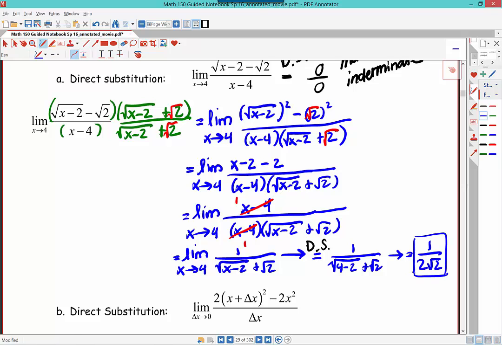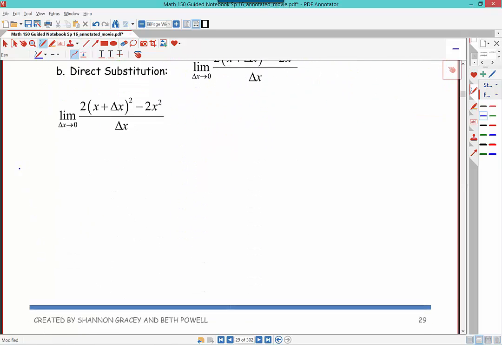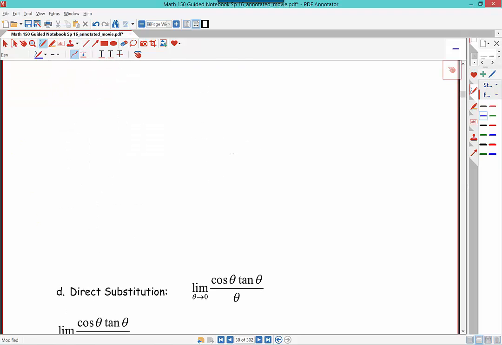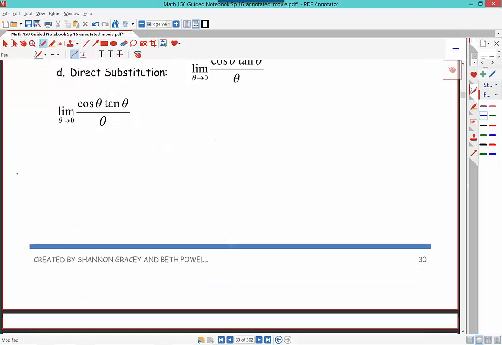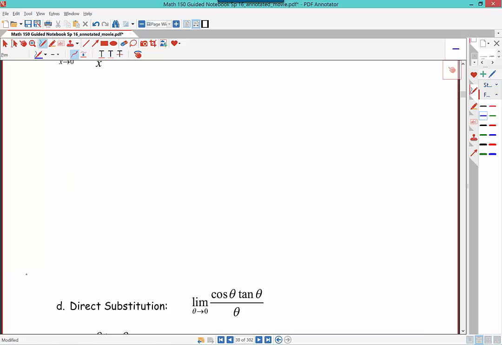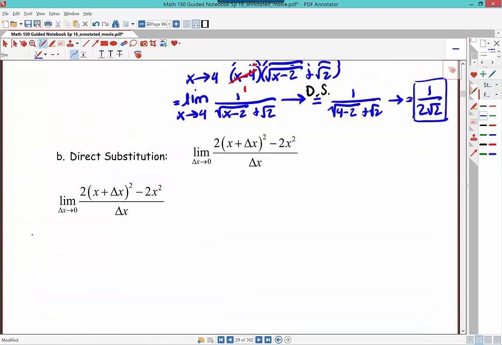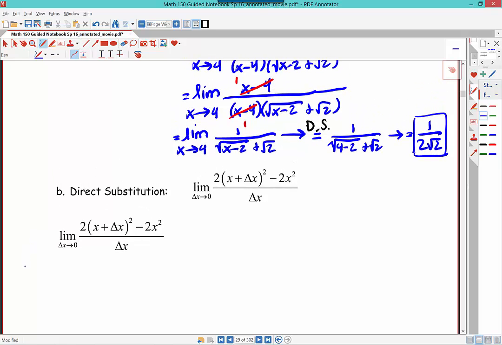Woohoo! Okay, guys, we're almost done. We've got 4 more problems, okay? So do your best on these. Why don't you go ahead and pause the movie, see if you can do these ones, and then come back when you're ready, and then I'll work them out with you.